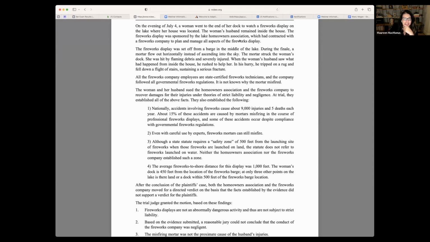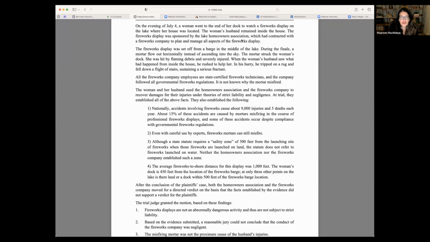The woman's husband remained inside the house. The fireworks display was sponsored by the Lake Homeowners Association, which had contracted with the fireworks company to plan and manage all aspects of the fireworks display. The fireworks display was set off from a barge in the middle of the lake. During the finale, a mortar flew out horizontally instead of ascending into the sky.